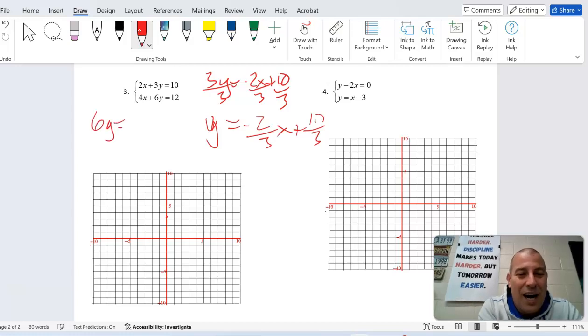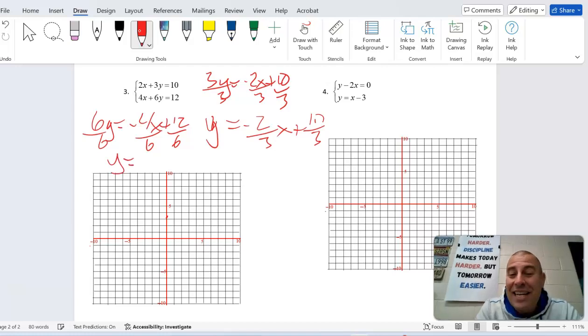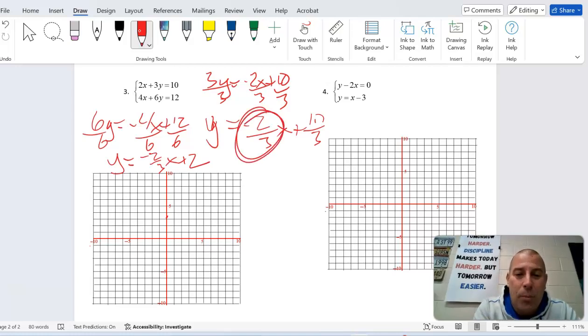So we've got 6y equals negative 4x plus 12. Let's divide everyone by 6. Do you see what's going on here? y equals negative 4/6x, oh, isn't that negative 2/3? Yes, it is. So why this is so special is check out the slopes right away.